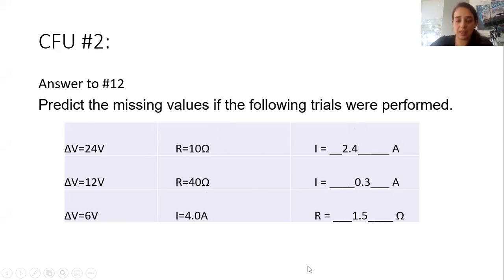If you were able to figure out what the pattern between them was, then you would have noticed that the current here is 2.4 amps. The current for the second one is 0.3, and then the resistance for the last one is 1.5.